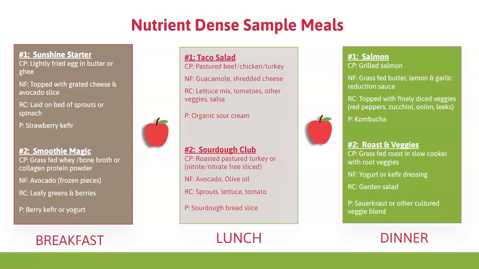And for lunch, you're having taco salads, maybe some pasture-raised grass-fed beef is your clean protein, or maybe some organic turkey, clean protein. Your natural fat could be guacamole or some shredded raw milk cheese. And then that's on some lettuce mix and some tomatoes, other veggies, even some salsas, your raw carb. Then you're topping that with organic cultured sour cream as your probiotic.